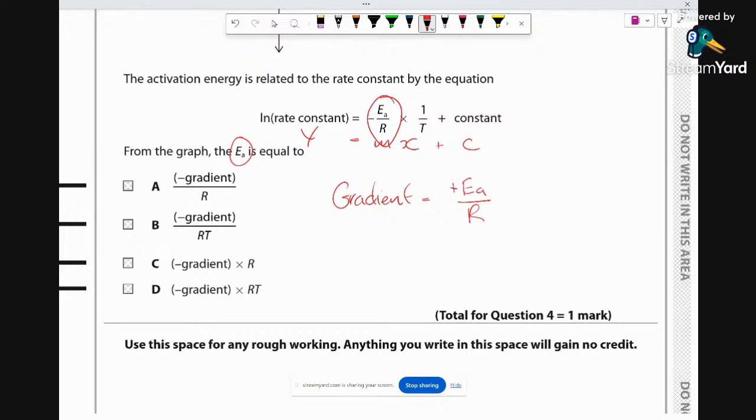So I need to make this positive. Now, if I make that positive, to do that, I must flip both sides. So this becomes a negative gradient, and this will become a positive, which means it vanishes from the equation. The next thing is, now I put that into a bracket, and now I bring R over. So multiply both sides by R. So I get minus the gradient times R will be equal to EA. Cool. So that's going to be C. Next.